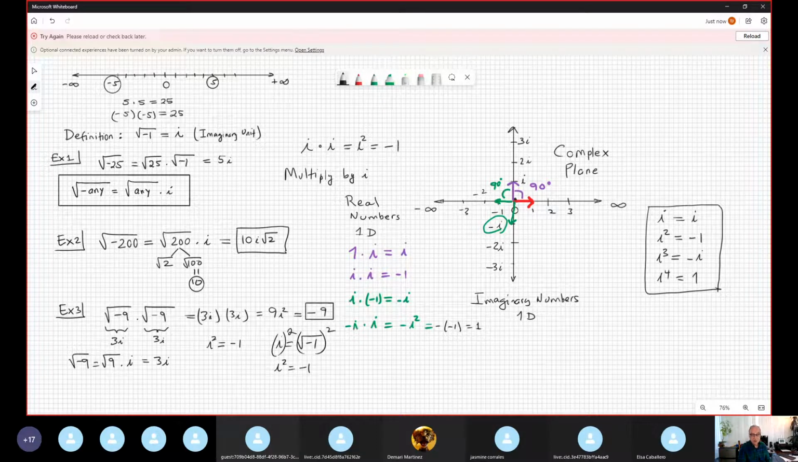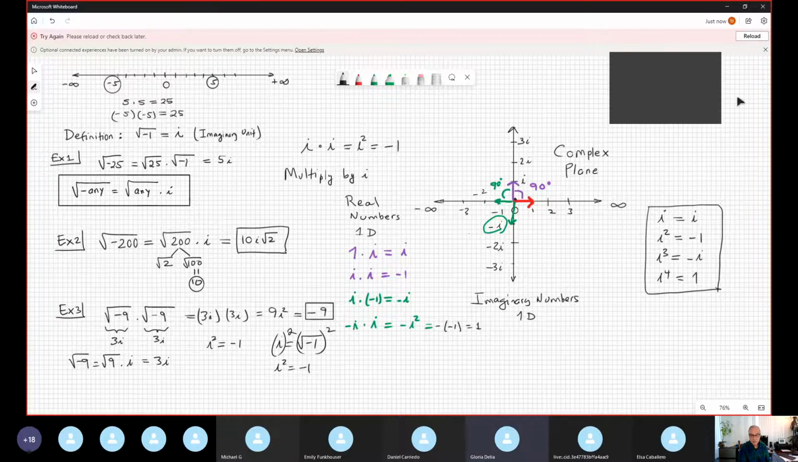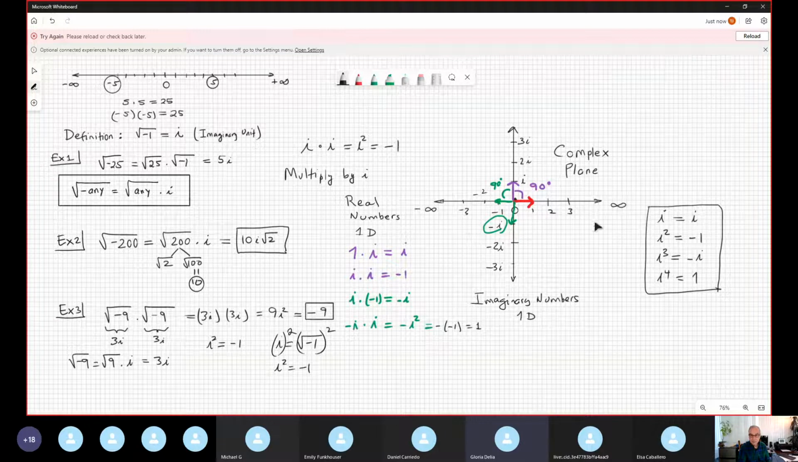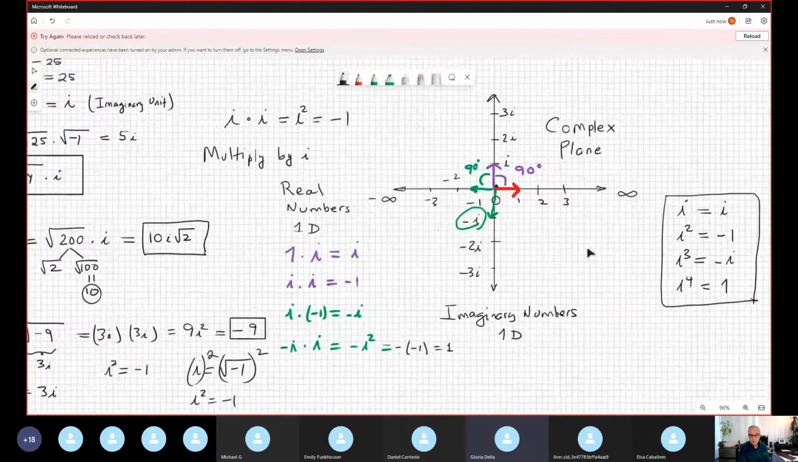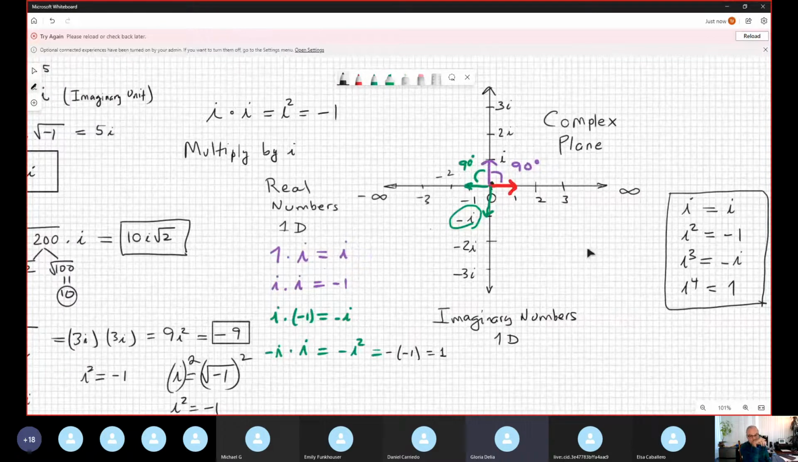Professor, I have a question. Go ahead. When you rotate the line 90 degrees when multiplying by i, that rotation will always be counterclockwise? Yes, counterclockwise. It's a technical name: when you specify rotation, you say clockwise or counterclockwise. Yes, counterclockwise. Thank you.